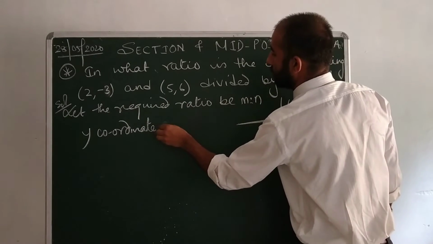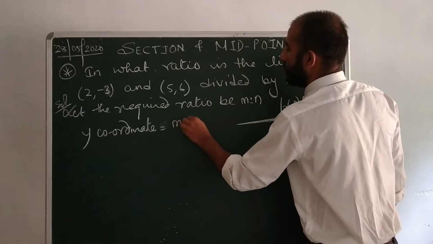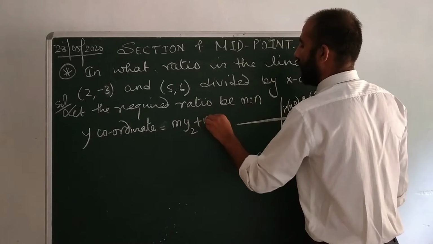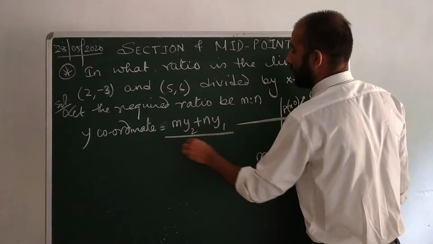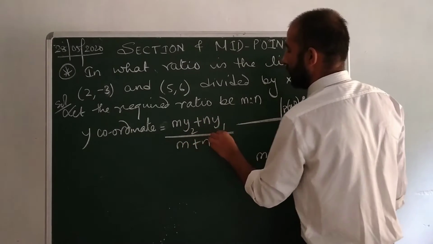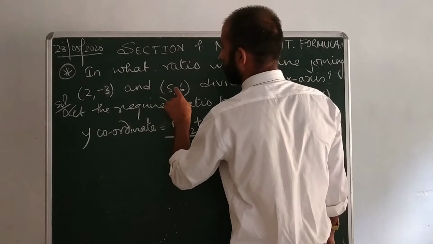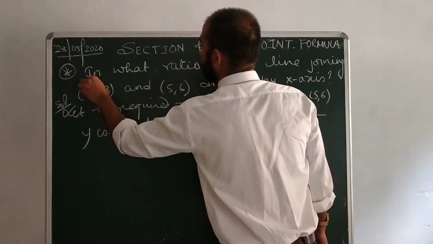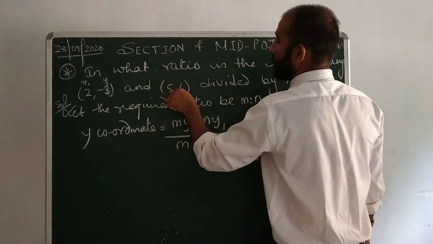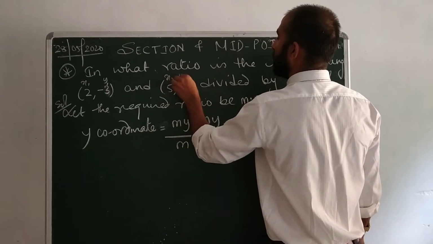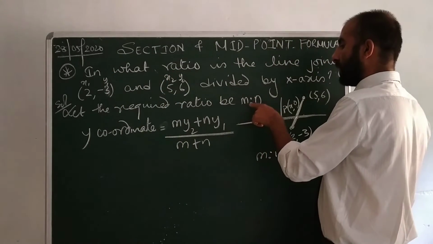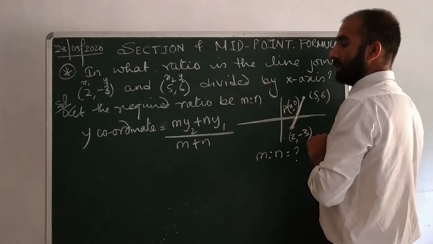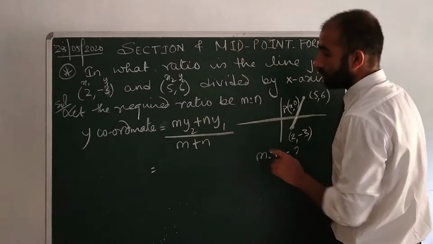Okay, my2 plus ny1 by m plus n. If you see here, this point is your x1 y1, this point is your x2 y2, and the ratio I have already taken as m is to n. So let's put the values.